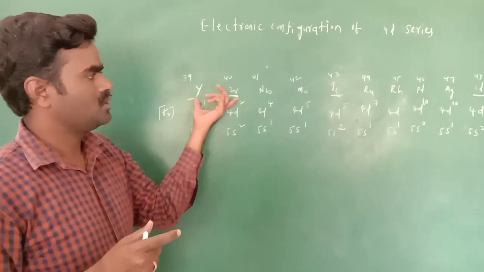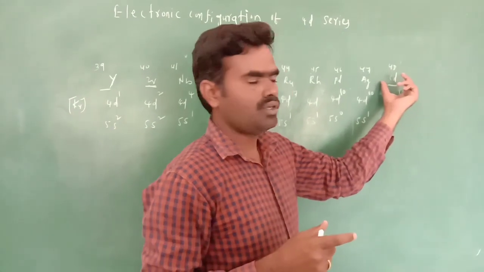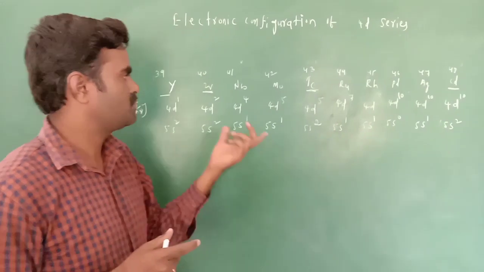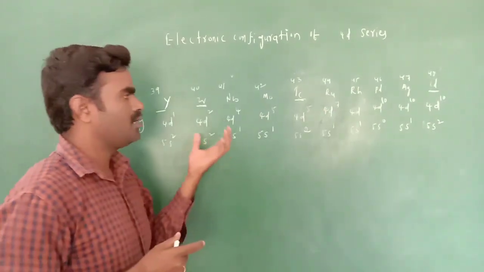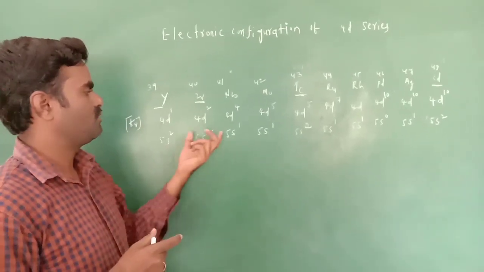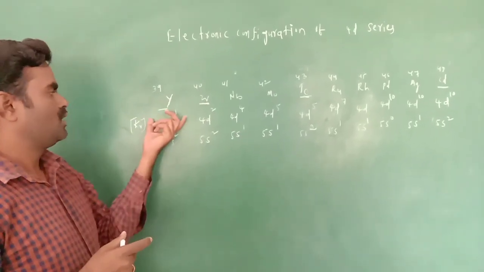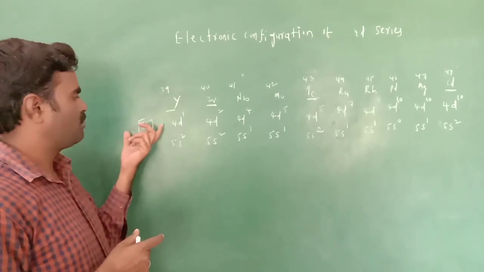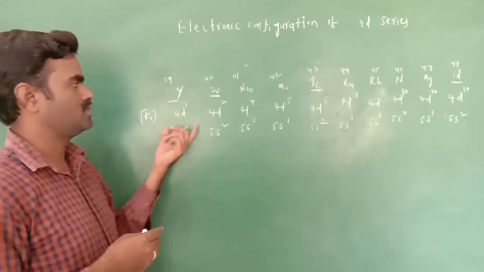And in this series, only yttrium, zirconium, technetium, and cadmium follow the general electron configuration of 5s2. Except these four elements, all the elements follow a different, exceptional electron configuration, that is 5s1. When we come to the yttrium electron configuration, atomic number 39, after krypton it follows 4d1 and 5s2.